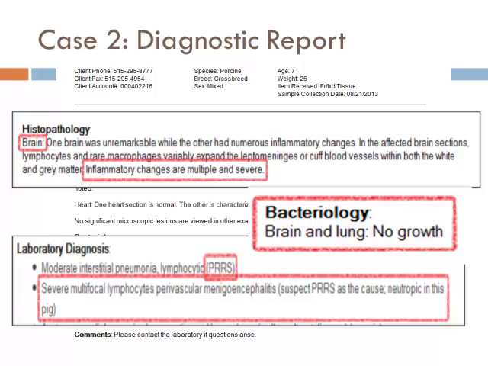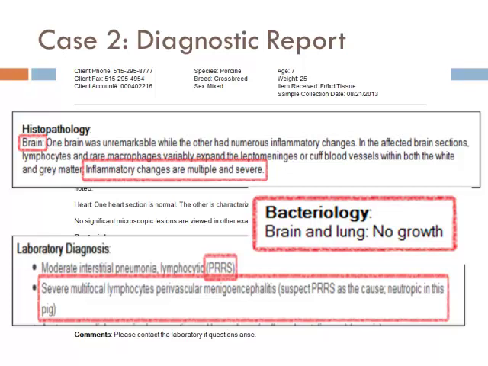So the diagnostic report came back. Dr. Madsen was on this case. And the histopath came back. Brain had inflammatory changes that were multiple and severe. There was no bacteriology, no growth on lung or brain. And then what really threw me off was down here, he says PRRS, okay. But then they talk about PRRS meningitis, which he thought was the cause of the CNS signs.